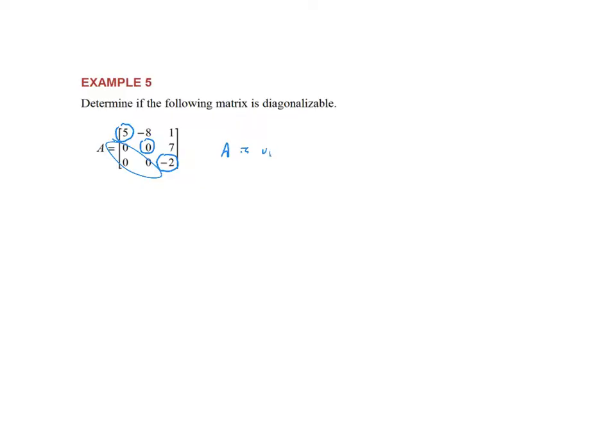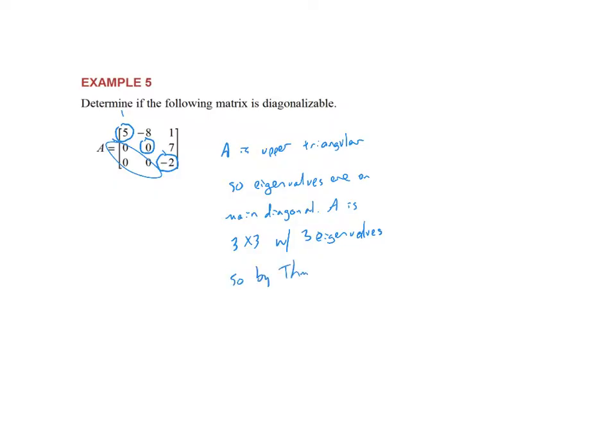A is upper triangular. So the eigenvalues are on the main diagonal. Okay, then count them. There are 1, 2, 3. There are 3 of them. So A is 3 by 3 with 3 eigenvalues. So by Theorem 6, A is diagonalizable.